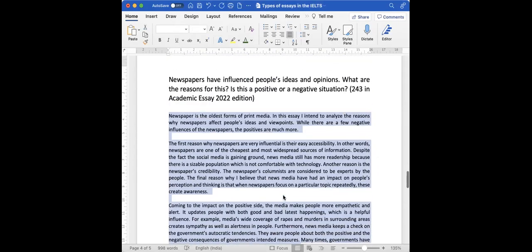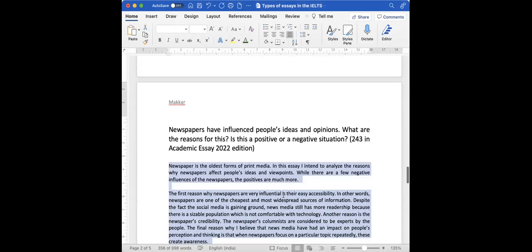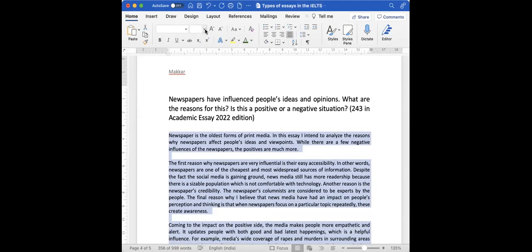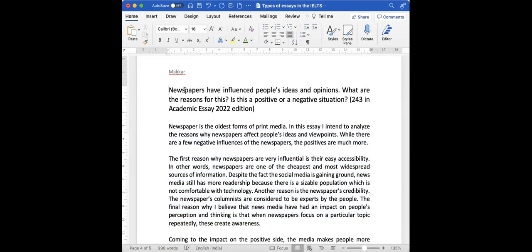This is the essay, right? Yes. Okay. Now in this essay, what I found difficult, and what you have to take care of, is that this is not an essay on all media. This is an essay focused on the newspapers.